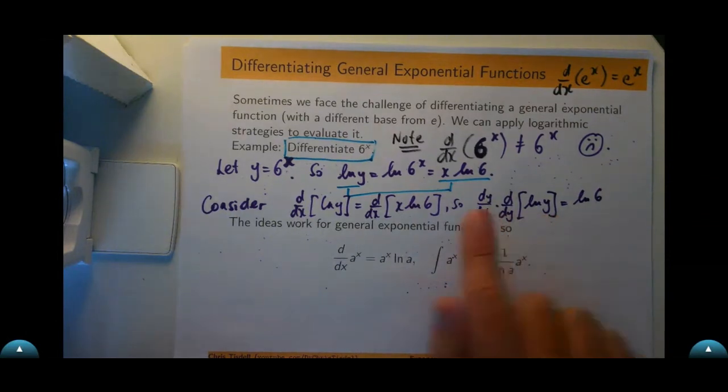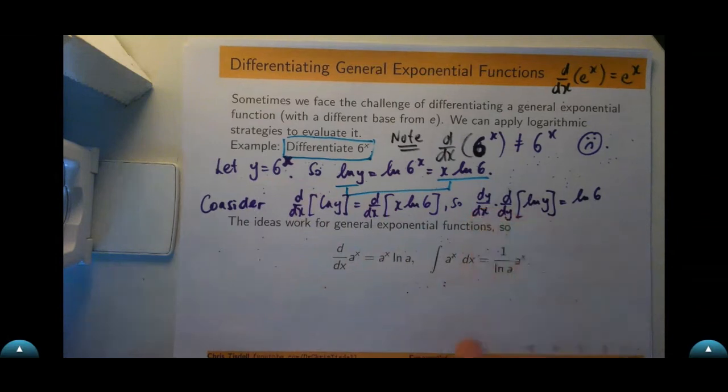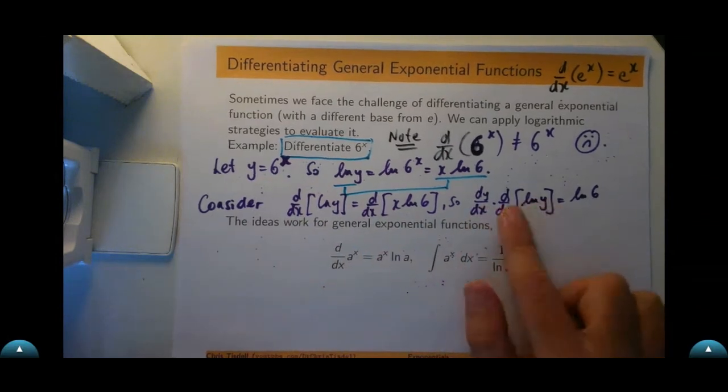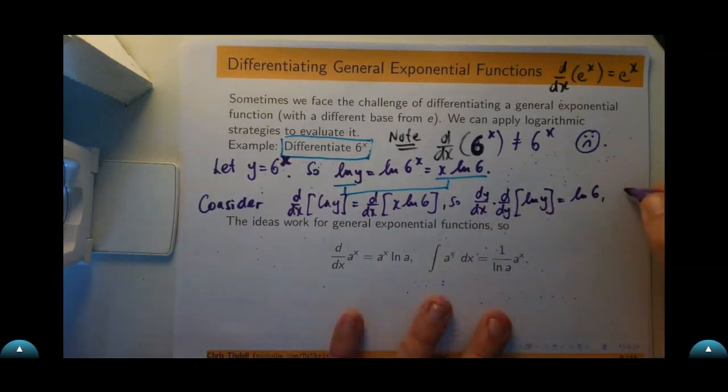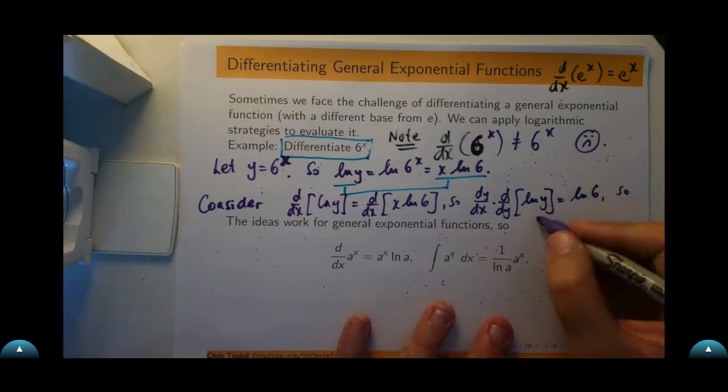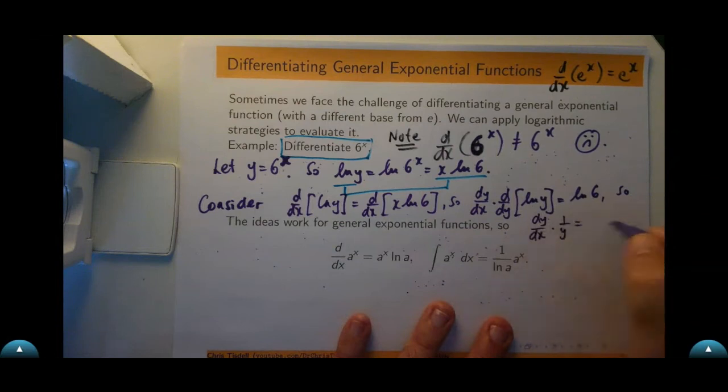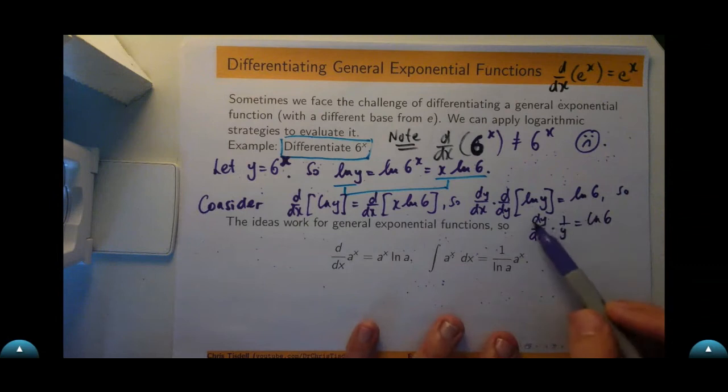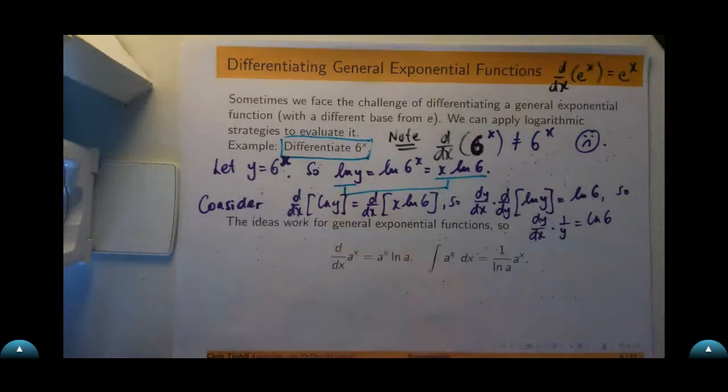So what is dy dx? Well, let's rearrange and find out. This is going to be 1 on y. Move the y up there and you've got dy dx. Remember, y is 6 to the x.